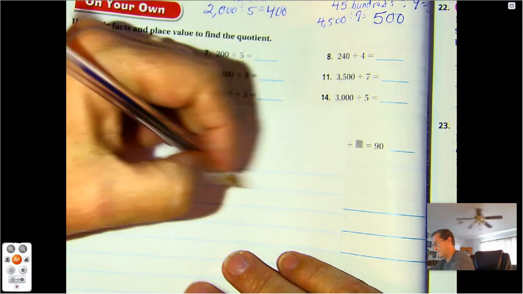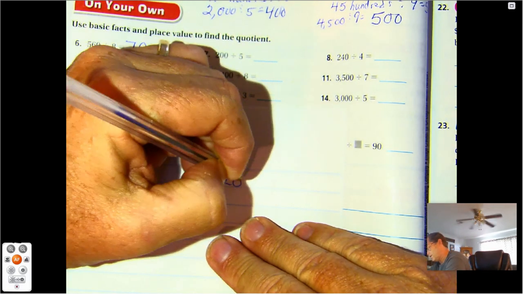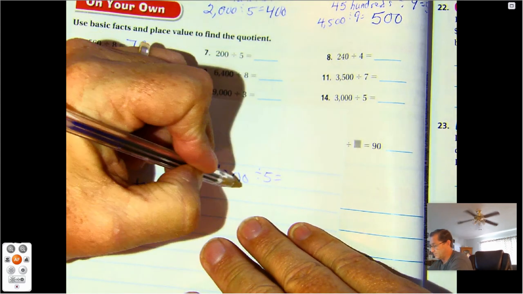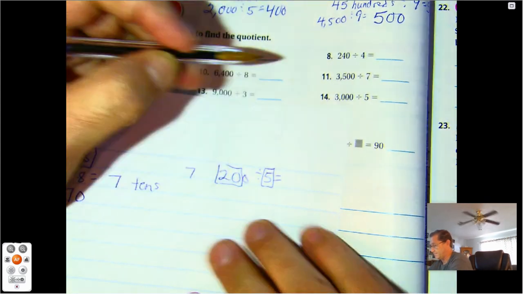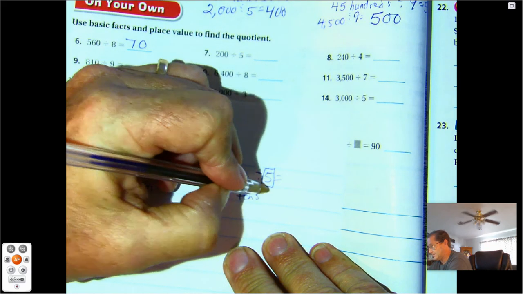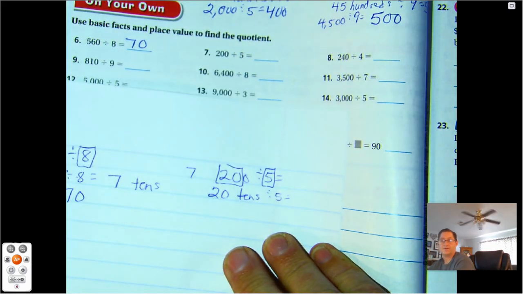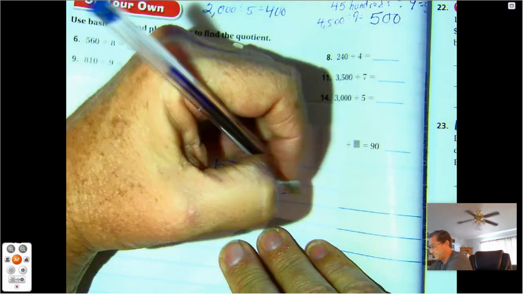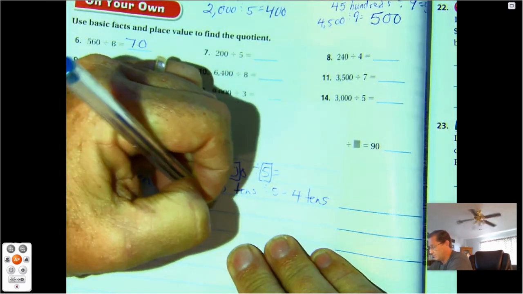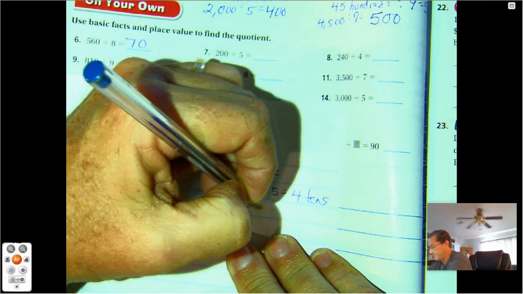Number 7. 200 divided by 5. Basic math fact is 20 divided by 5. So 20 tens divided by 5. 20 divided by 5 is 4. So 4 tens. 200 divided by 5 equals 40.